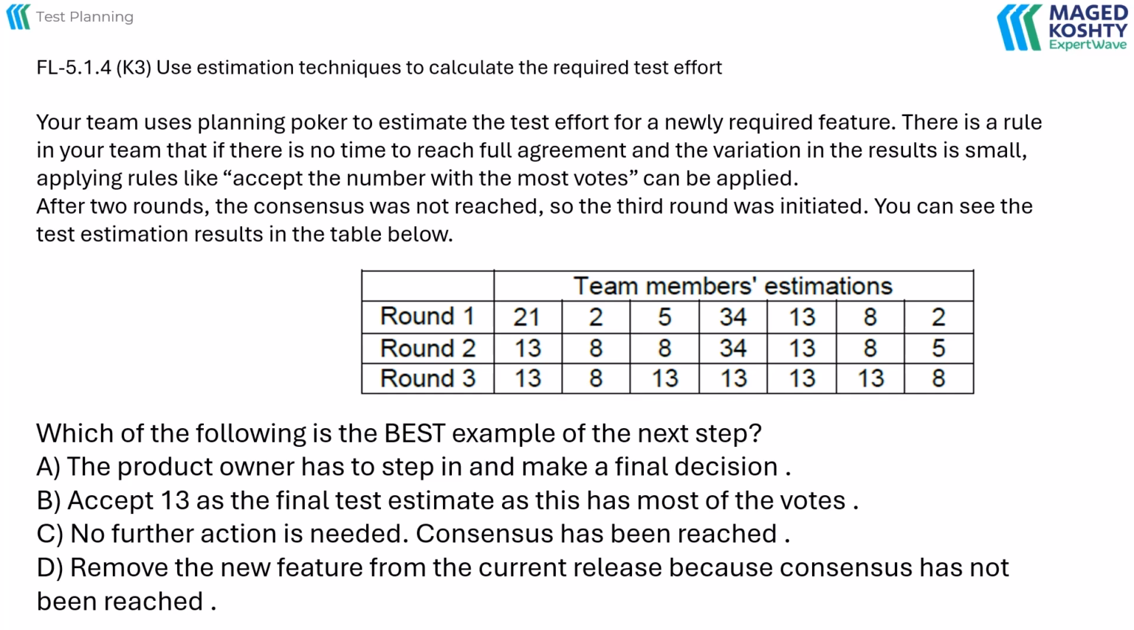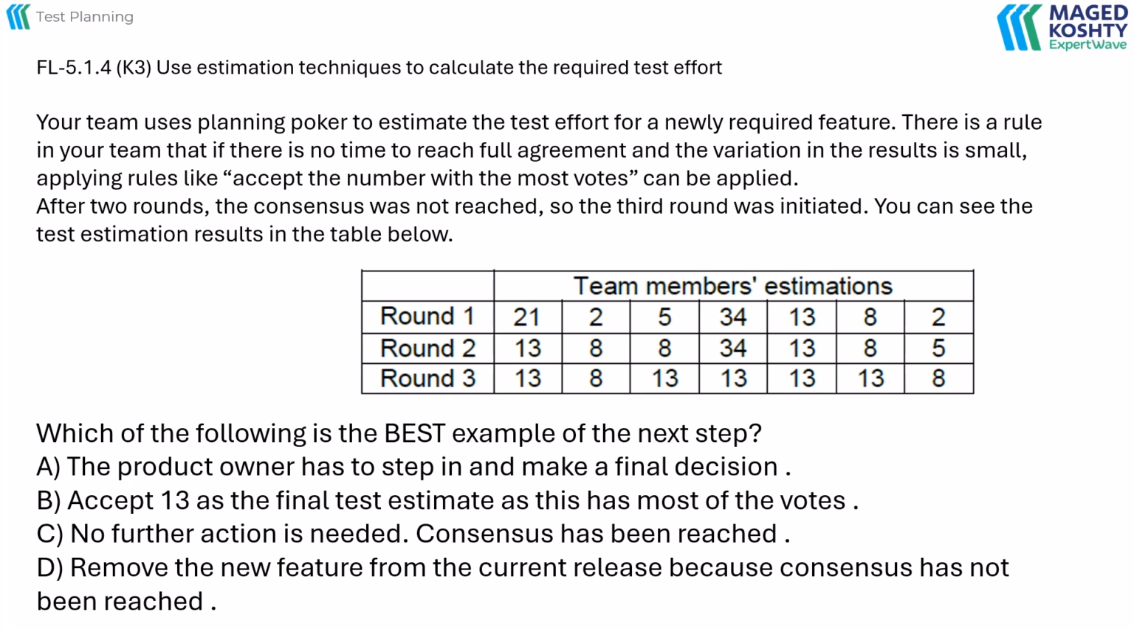Don't panic if you have never seen such a table before and you won't find it anywhere. It's not a standard table. Just take a good look at it and try to figure out what it is about. We have 3 rounds of playing poker. Each round is represented by 1 row in the table. There are 7 members in the team and each one of them has a new estimate each round.